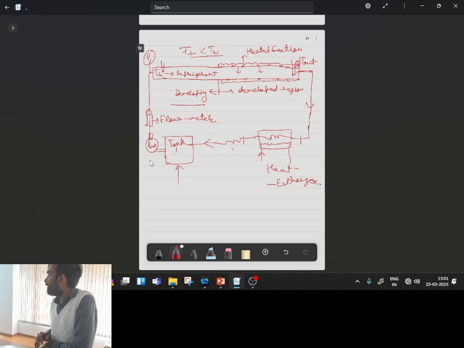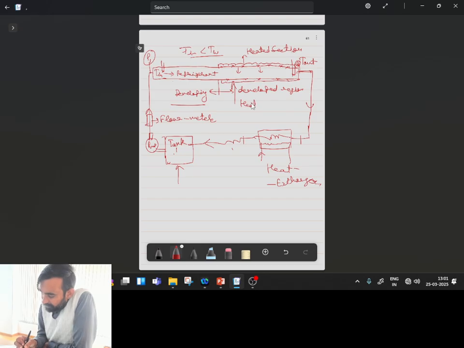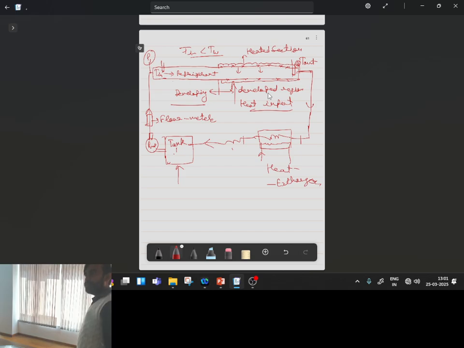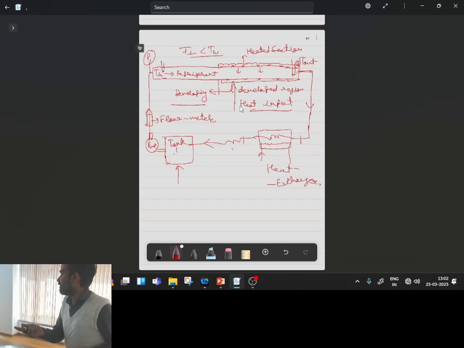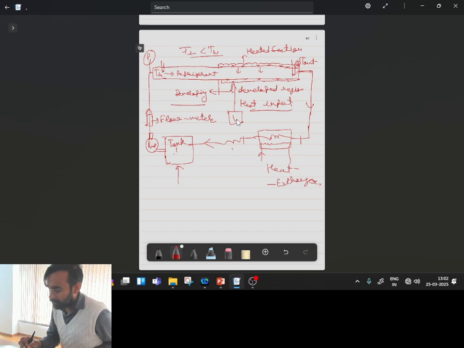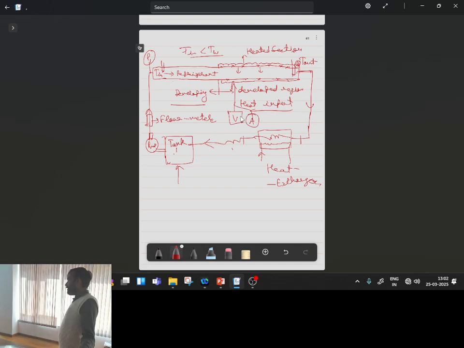Then other than this, what do I need to do? I also need to measure the heat input to the tube, which we are providing through this heated coil. For measuring that heat input, what do I need to do? Heat input is nothing but electric power. So for measuring electric power, I need to use a voltmeter and ammeter. Ultimately I need to measure the voltage and the current.